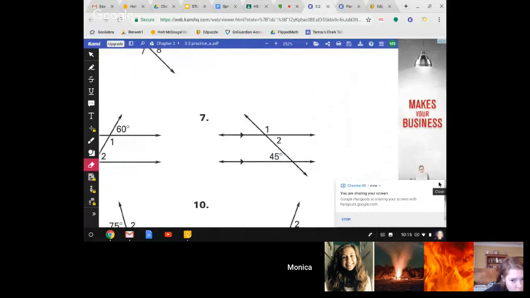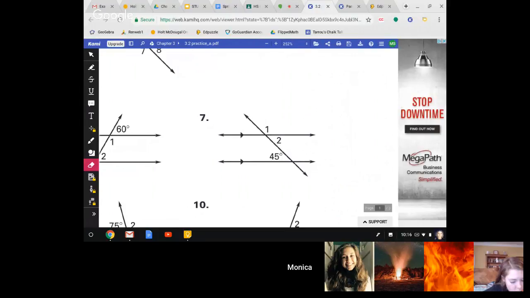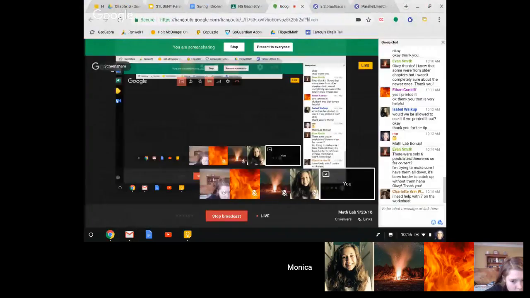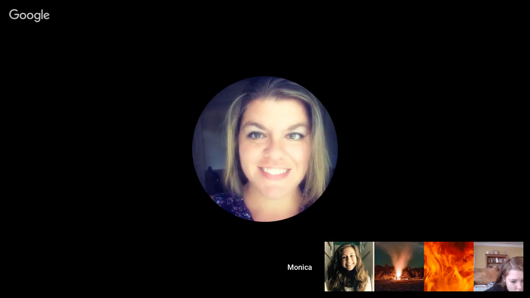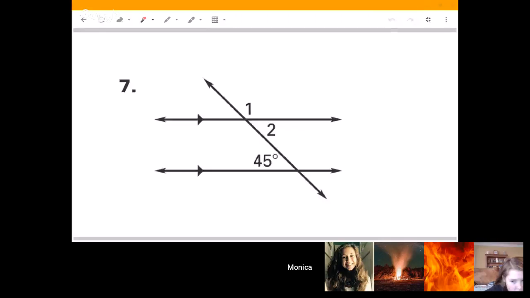Okay, Charlotte Ann, for number 7, you know what? Let me try this a different way. Okay, for number 7, if we look at this, we have to figure out what we know about angle 1 and 2 here and this 45-degree angle. So the 45-degree angle is on the inside of your parallel lines, and it's on the left side of your transversal.